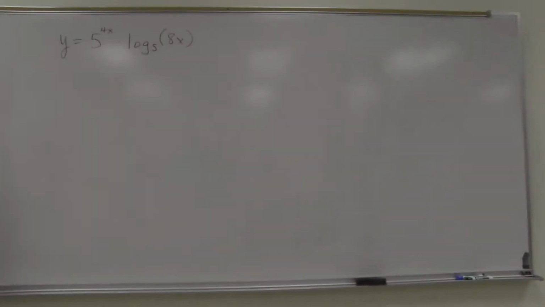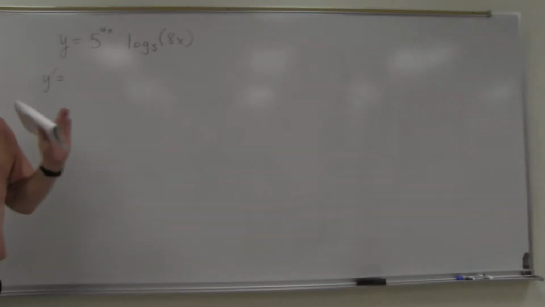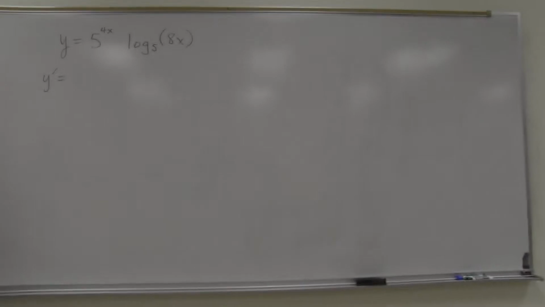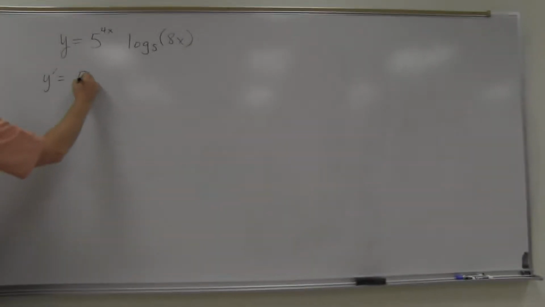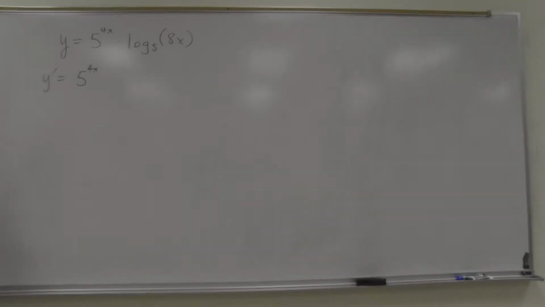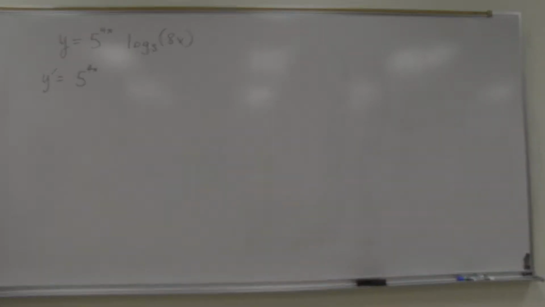As we see a lot, we've got a product rule here, so we're going to find the derivative. The derivative of 5 to the 4x, that's an exponential, a to the x. The good thing is the derivative of 5 to the 4x starts with 5 to the 4x itself as part of its derivative.